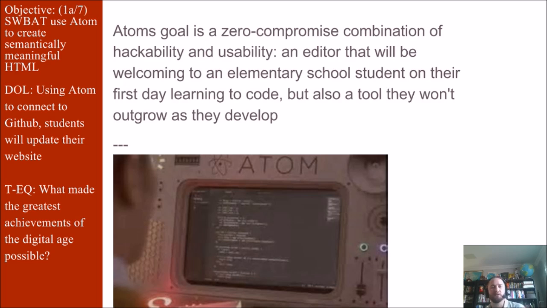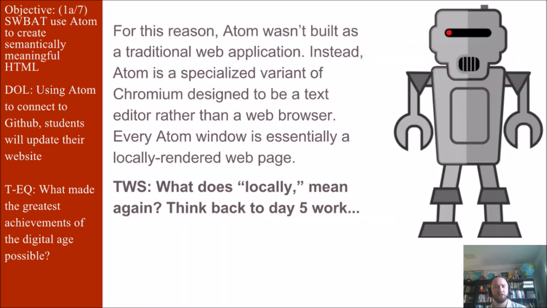Atom's goal is a zero-compromise combination of hackability and usability, an editor that would be welcoming to an elementary school student on their first day of learning to code, but also a tool they won't outgrow as they develop. So that's one great reason to use Atom and to use it throughout your entire life. So for this reason, Atom wasn't built as a traditional web application. Instead, Atom is a specialized variant of Chromium designed to be a text editor rather than a web browser. Every Atom window is essentially a locally rendered web page.